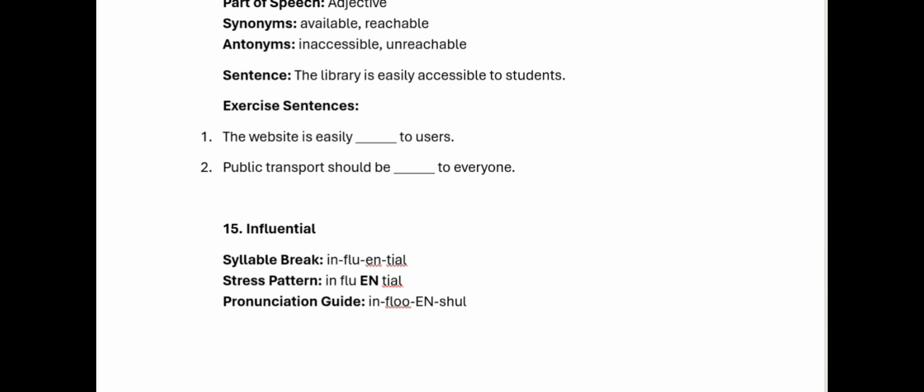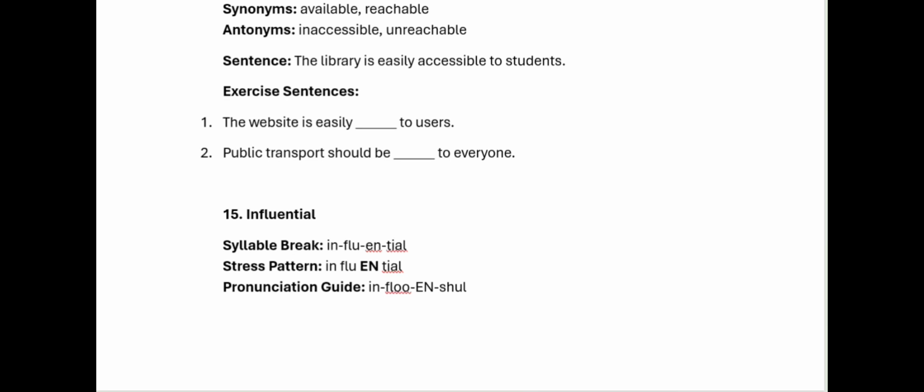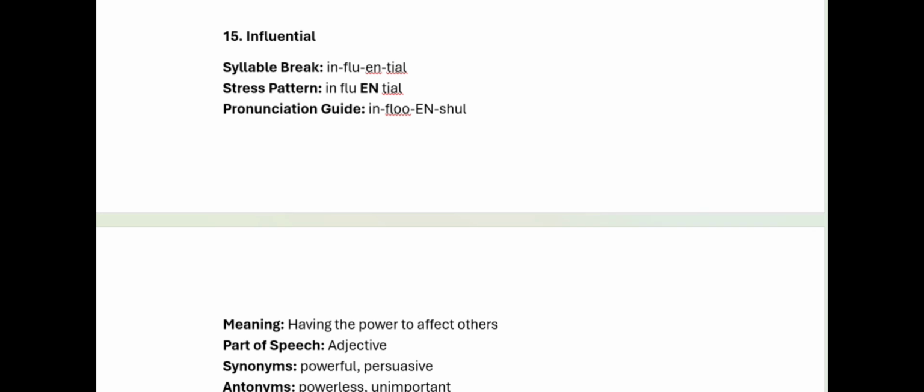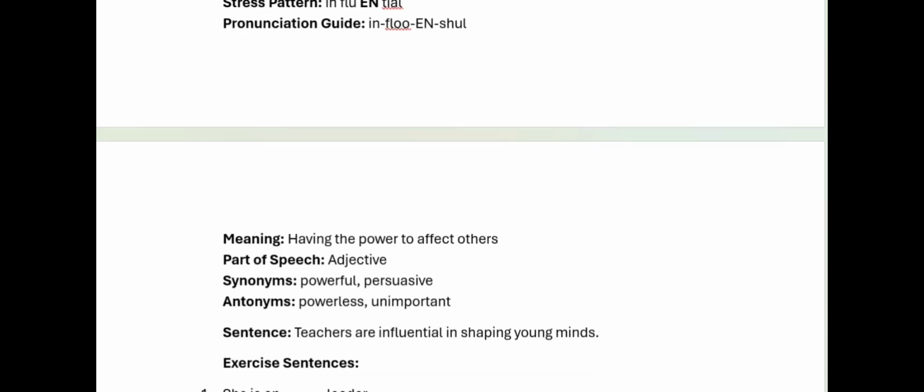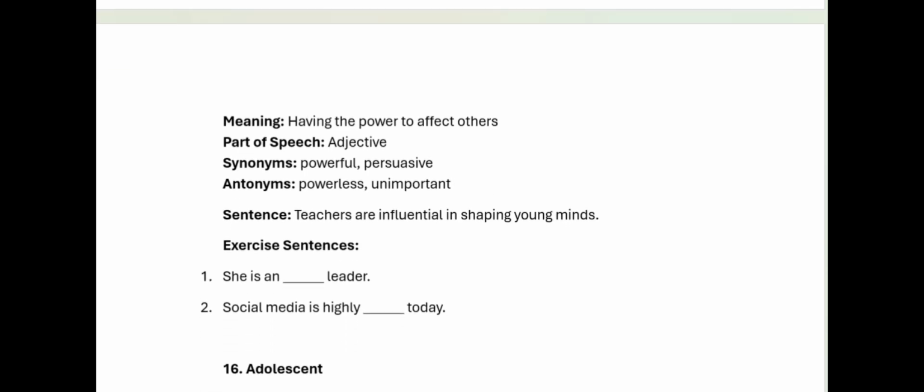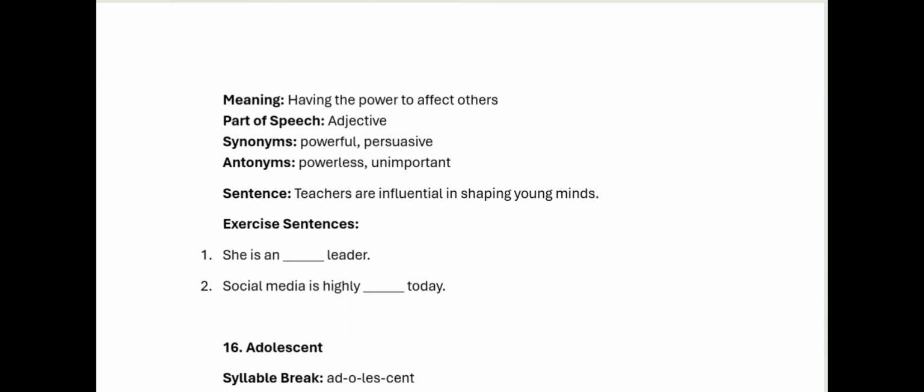Okay. Moving on, word 15. Influential. Influential, a 4-syllable word. Stress is on the second syllable. In-flu, flu, FLOO. Influential, the U sound is a double O sound. Influential, SHUL for the ending TIAL. Influential. The meaning of the word is having the power to affect others. You can dominate others, you can change others.